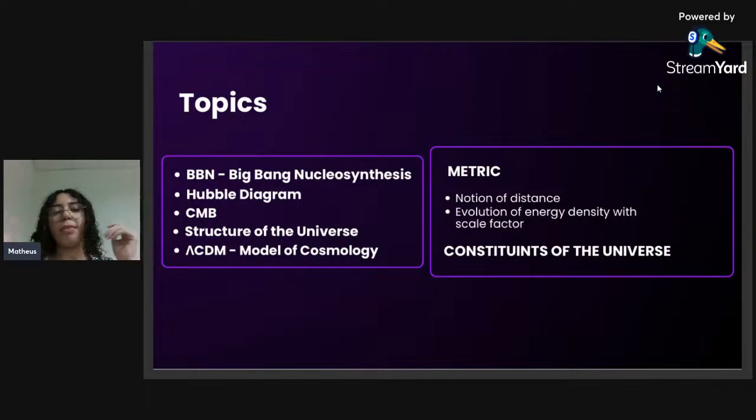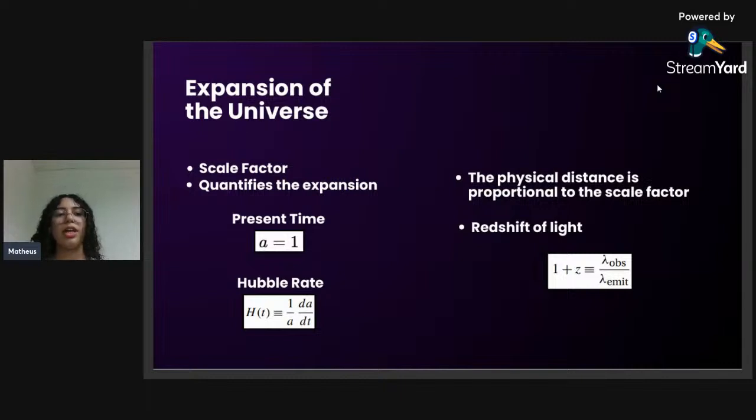And I will talk about the metric, that is more about chapter 2, and chapter 2 talks about the constituents of the universe and the evolution of the universe. So I'm going to talk a little about these topics today, not all of them, but a little about some of these topics. So first, the expansion of the universe.